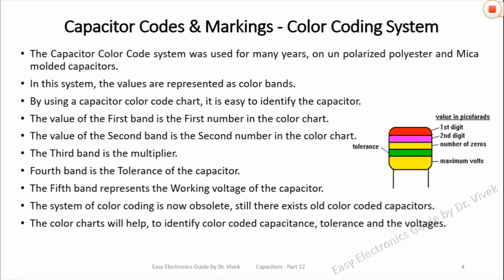In the capacitor color code system, the values are represented as color bands. By using a capacitor color code chart, it is easy to identify the capacitor. The value of the first band is the first number in the color chart. The value of the second band is the second number in the color chart. The third band is the multiplier. Fourth band is the tolerance of the capacitor. The fifth band represents the working voltage of the capacitor.